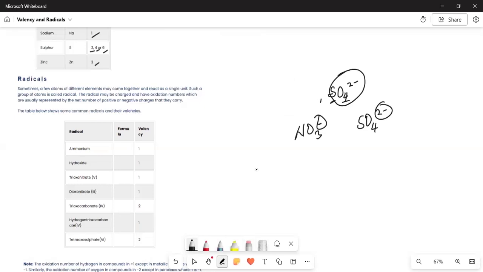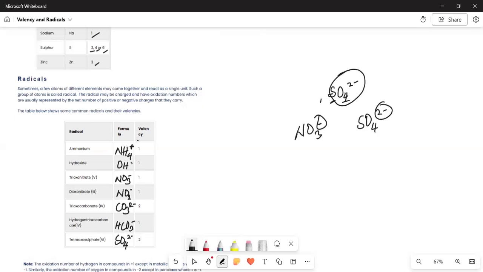The table below shows some common radicals and their valency. Ammonium is NH4, that is the formula for ammonium. Then hydroxide is OH minus. Trioxonitrate(V) is NO3 minus. Dioxonitrate(III) is NO2 minus. Then trioxocarbonate(IV) is CO3, 2 minus. And then hydrogen trioxocarbonate(IV), that's HCO3 minus. Tetraoxosulfate(VI), that is SO4, 2 minus.